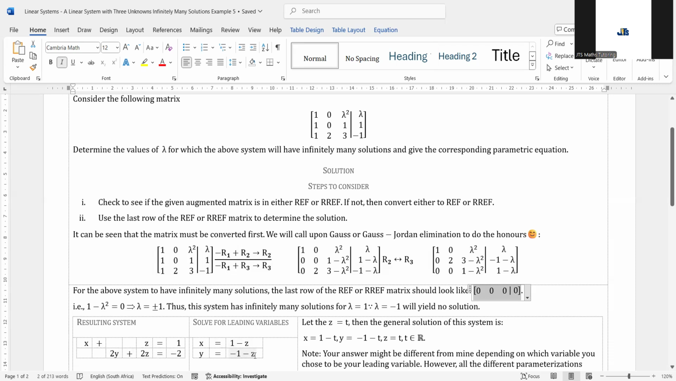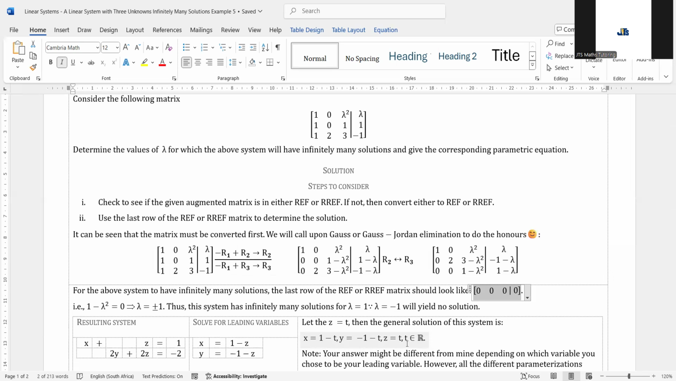Since our x and our y are both in terms of z, it means our z is our free variable. We can assign an arbitrary value, say t, to z. That will give us the general solution. x is equal to 1 minus t, y is equal to minus 1 minus t, whilst z is equal to t, and t is an element of all real numbers. That is the general solution.